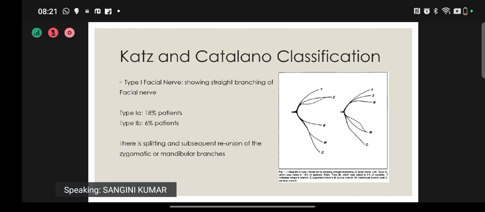So type 1 facial nerve shows straight branching of the facial nerve. 1A is noted in 18% of patients, and 1B is noted in 6% of patients. There is basically splitting and subsequent reunion of the zygomatic and the mandibular branches.